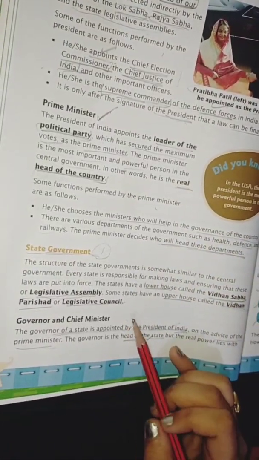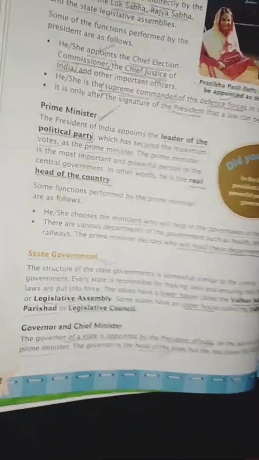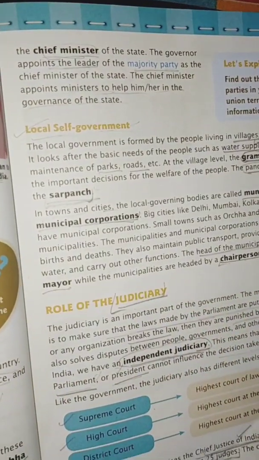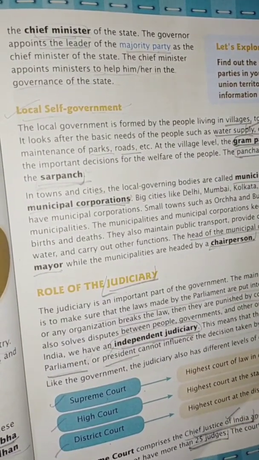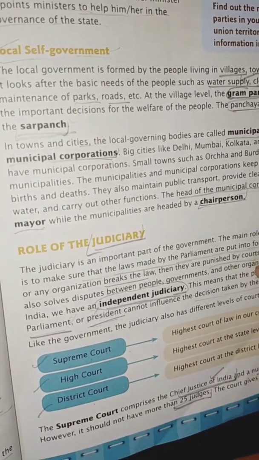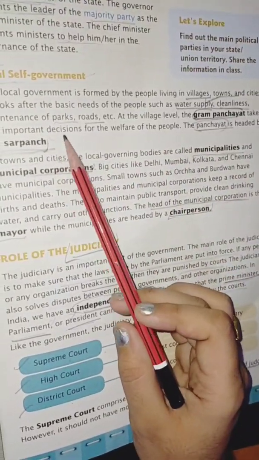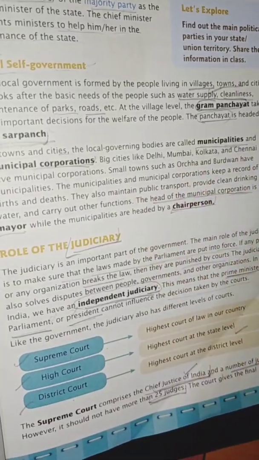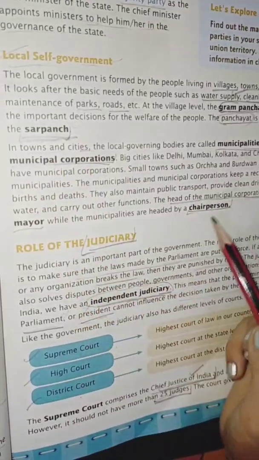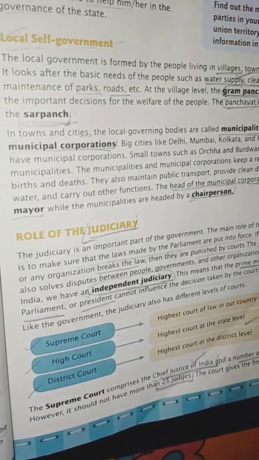Further, we went to the state government. The state government works for the betterment of the state, and the local government works for the betterment of villages, towns and cities. In villages there is the gram panchayat, and the head of the gram panchayat is known as sarpanch. In towns and cities, there are municipalities and the municipal corporation, and the head is known as mayor or the chairperson.